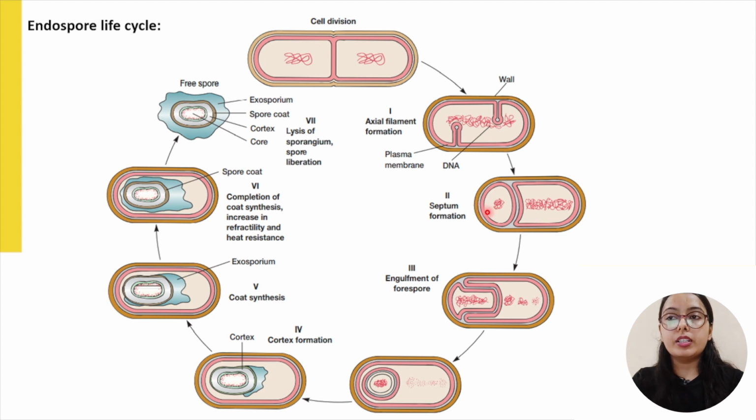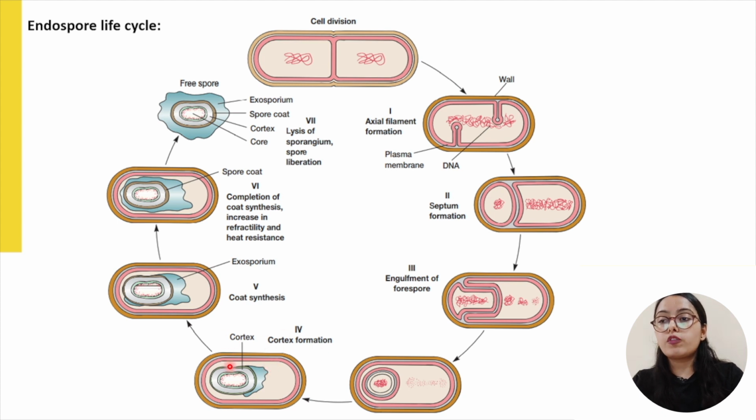So as the plasma membrane completely forms a septum and engulfs the nuclear material, the third step is the engulfment of the forespore, where all the nuclear material starts getting inside the formed forespore. As we can see here, the complete transfer of the nuclear material has occurred. The next step is cortex formation, where the outer cortex starts to form. In this particular stage, the accumulation of DPA and calcium begins.